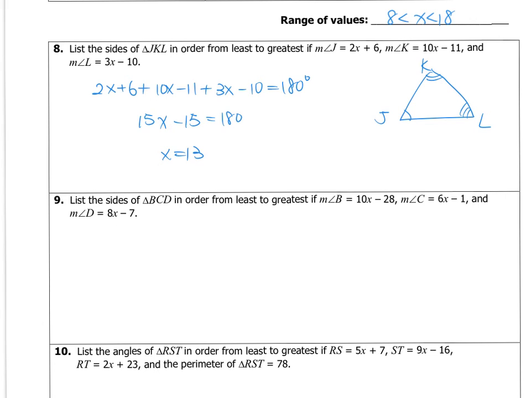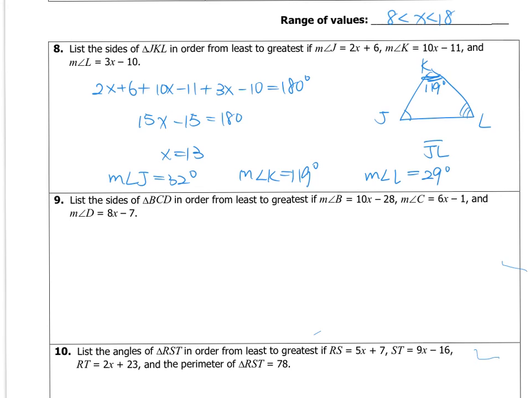If x equals 13, you plug into the equations, and the angle measure for J should come out to be 32, the angle measure for K is 109 degrees, and the angle measure for L is 29 degrees, right? So in that way, K is the largest angle, and K is right here. So that's my longest side, JL. So JL is my longest side.